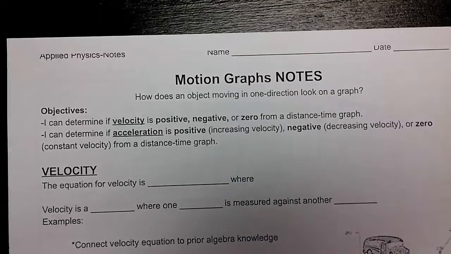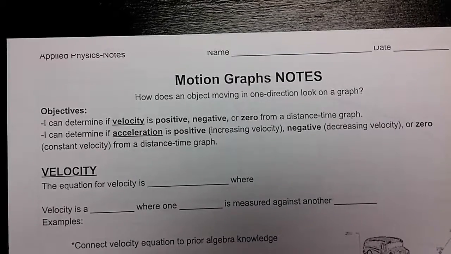In this video, we have two objectives. First, you can determine the velocity of a distance time graph as being positive, negative, or zero. Second, be able to determine if acceleration from a distance time graph is positive, negative, or zero.